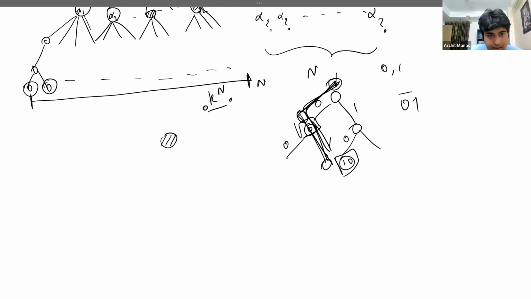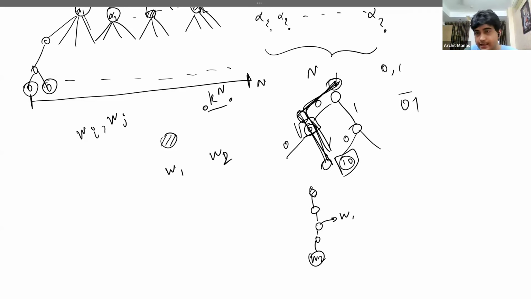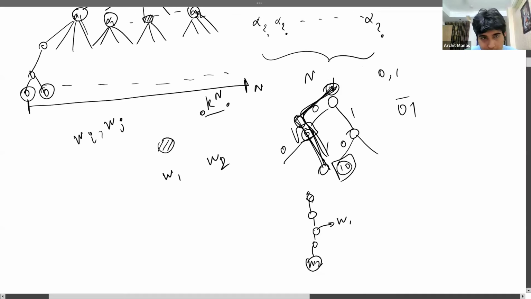And what you're being told is that there are no two words W1 and W2 such that W1 is a prefix of W2. What it means to be a prefix of W2 is that if I start at the empty string and go to W2, adding characters one by one, at some point I would see W1. That's what it means to be a prefix, right? And I'm being told that this never happens. So what that tells you is that there is no Wi and Wj such that Wi is an ancestor of Wj, or like I said, it lies on the path from the root to Wj, right?